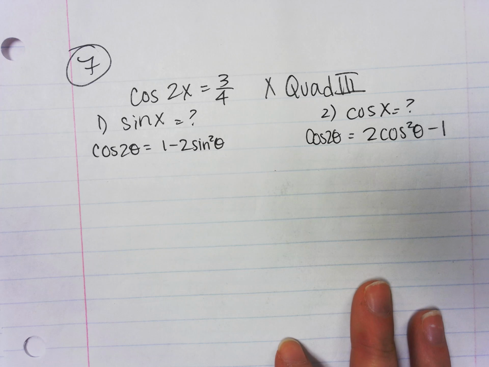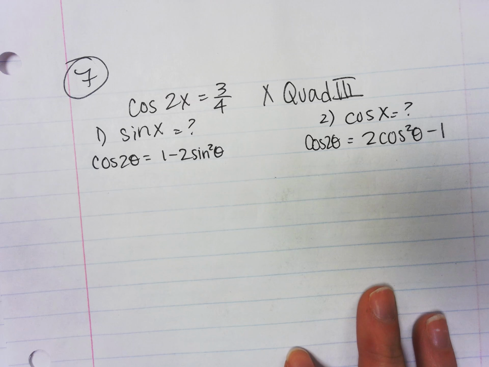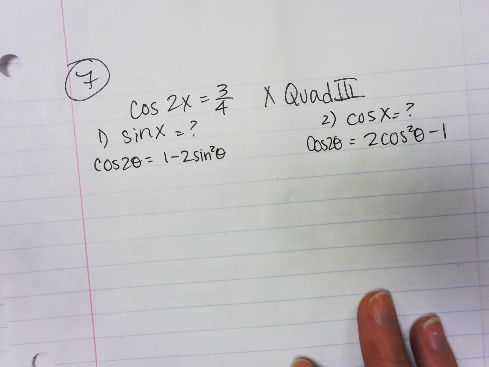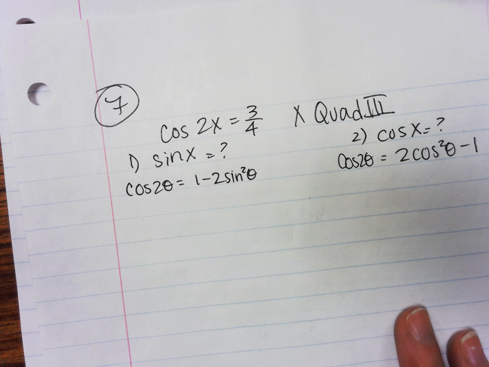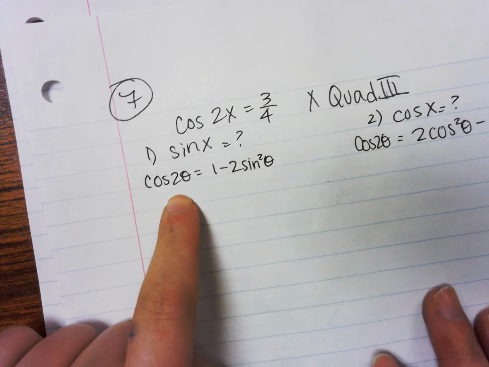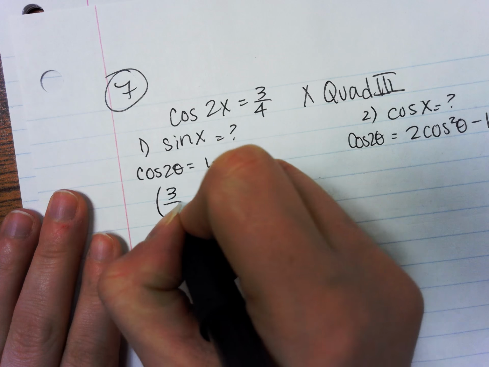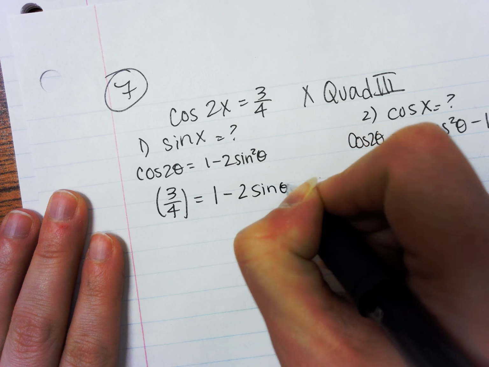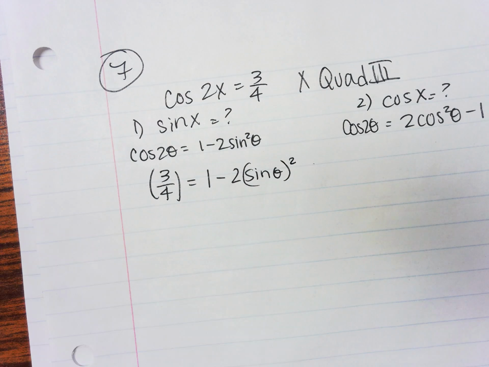Okay, so as we're doing this, we should be keeping in mind what we're given and what we're trying to find. So again, this time we're given 2 theta, so we're trying to use our double angle identities to solve for the other things that are in our problem. So for this problem at least, we are plugging in 2 theta. So we're going to plug in 3 over 4, and we're going to try to solve for sine.